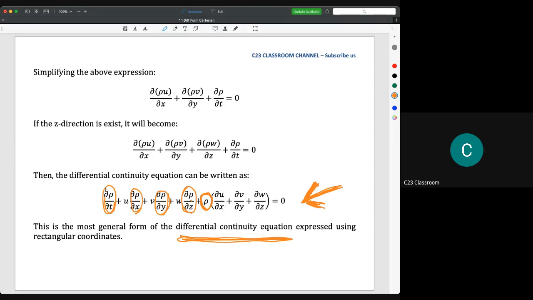Membawa maksud, del rho del t kenapa boleh sama dengan kosong? Kerana kita anggap bahawa tidak ada perubahan density terhadap masa. Maksudnya, pada minit pertama, density dia 1000 kilogram per meter padu. Pada minit kedua pun tetap sama, 1000 kg per meter padu. Pada minit ke-10, pada minit ke-100 dan sebagainya, density tetap sama. Oleh itu, del rho del t sama dengan kosong. So, sama juga del rho del x, del rho del y, del rho del z.